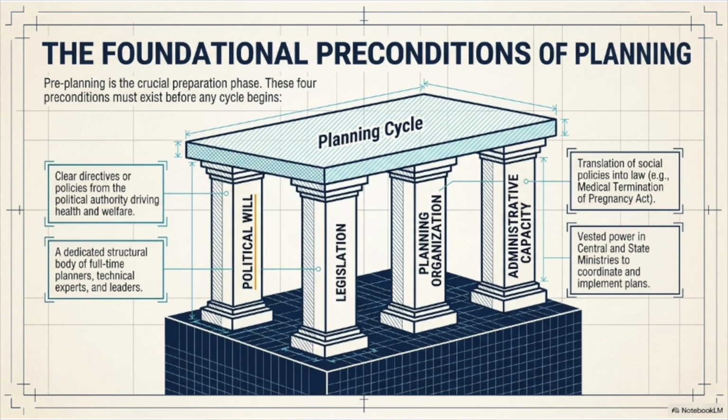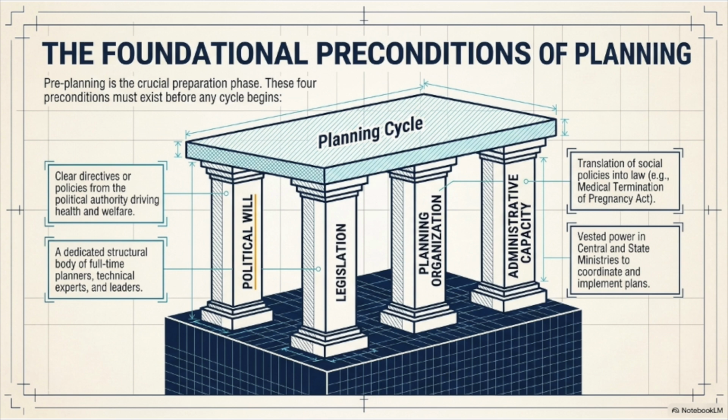Before any planning cycle can truly begin, certain foundational preconditions must exist. The first is political will, meaning clear directives or policies from the political authority driving health and welfare. The second is legislation, which is the translation of social policies into law, such as the Medical Termination of Pregnancy Act. The third is a planning organization, a dedicated structural body of full time planners, technical experts, and leaders.